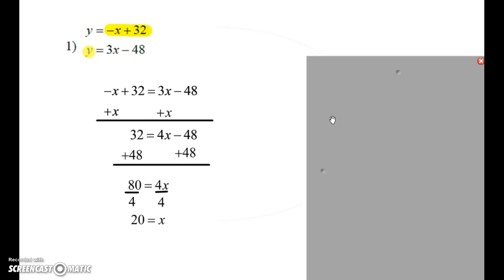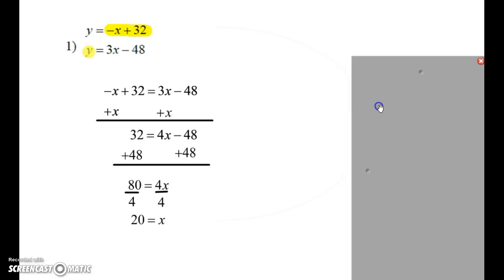Next, I wanted to move all of the just numbers to one side, so I added 48 to both sides, giving me 80 equals 4x. To finish solving for x, I divided by 4, which gave me 20. Now, this is great. So far you found one of the two variables. However, I want to remind you there are actually two variables in this problem.